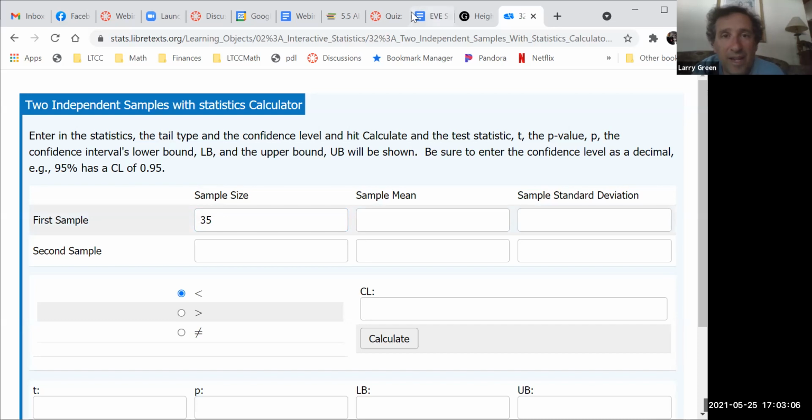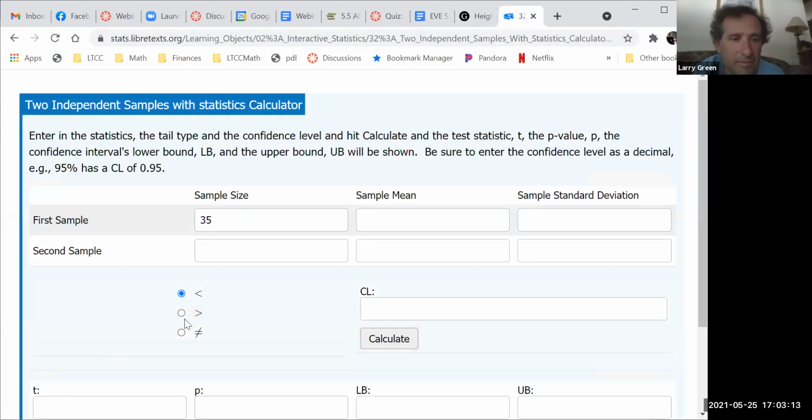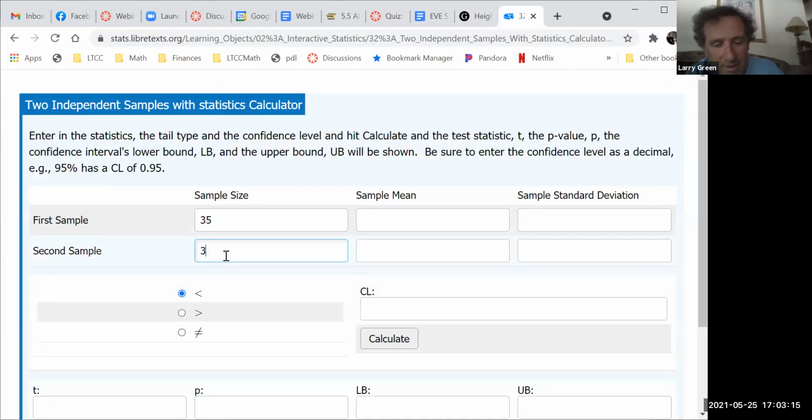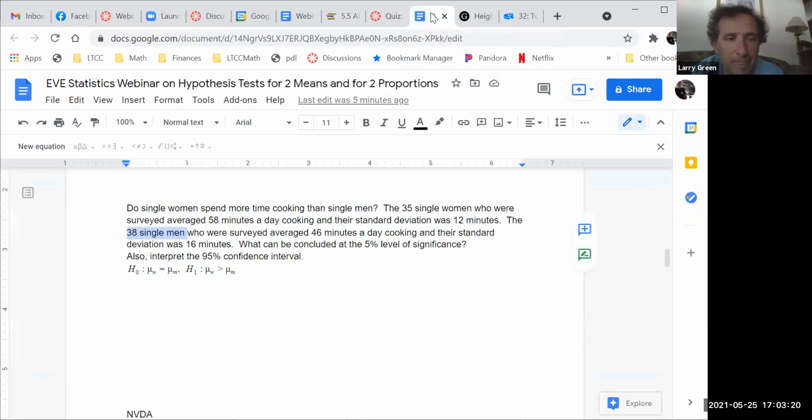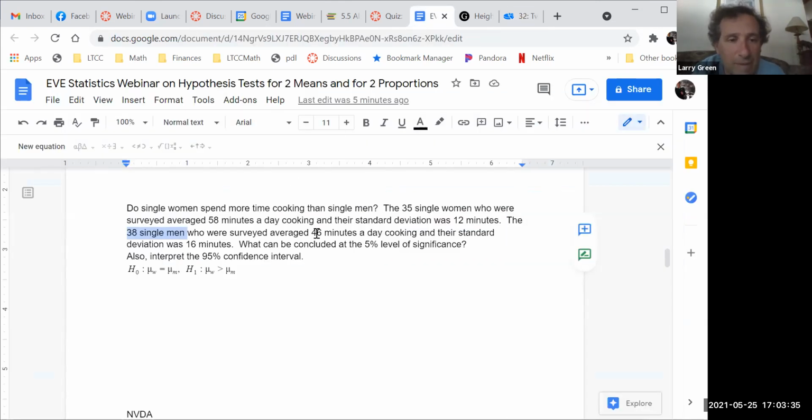It asked for the second sample size. There were 38 single men. So that's 38. It asked for the sample mean for the women. And the sample mean for the women was 58. It asked for the sample mean for the second sample. That's for the men. Sample mean for the men was 46.